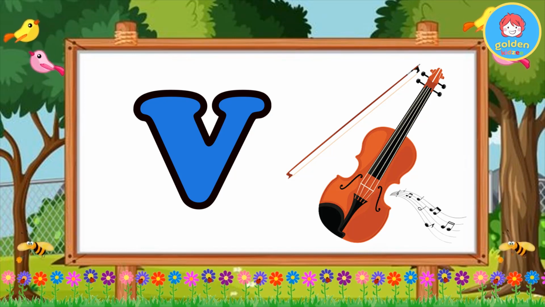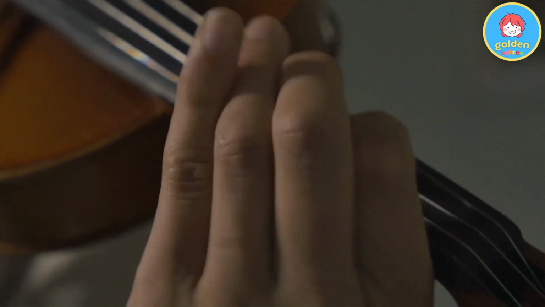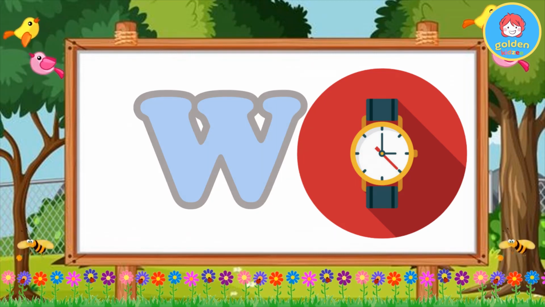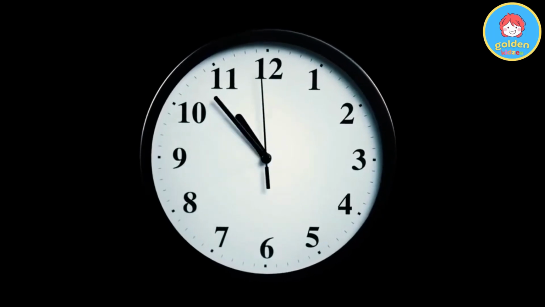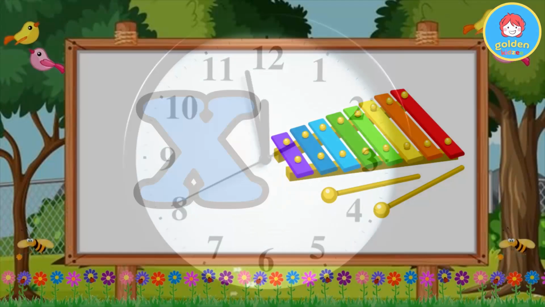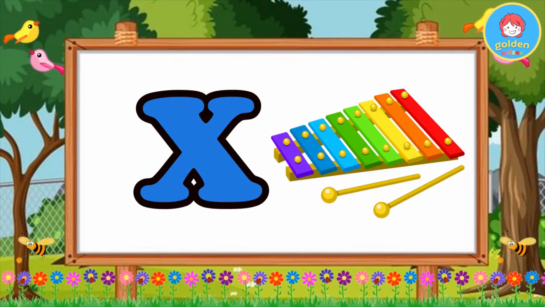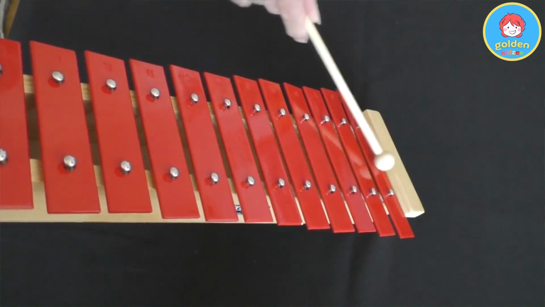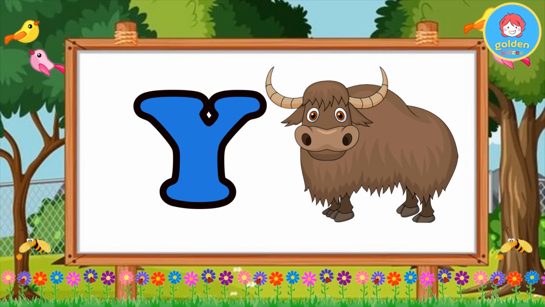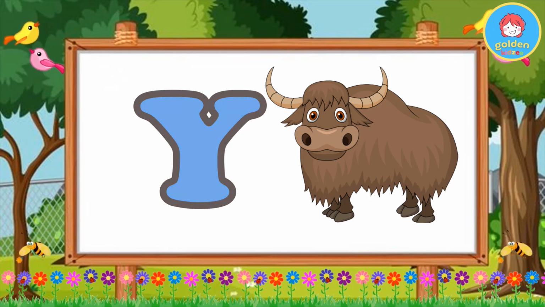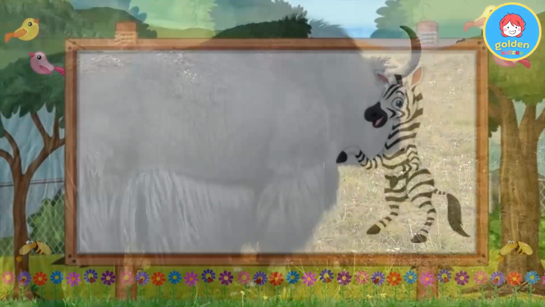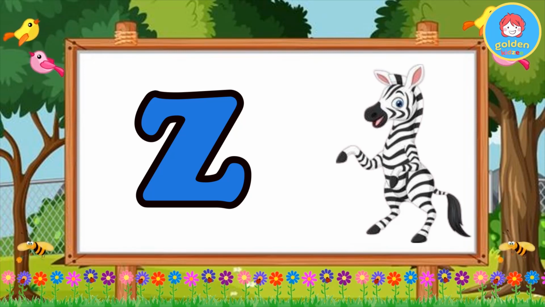V is for violin. W is for watch. X is for xylophone. Y is for yak. Z is for zebra.